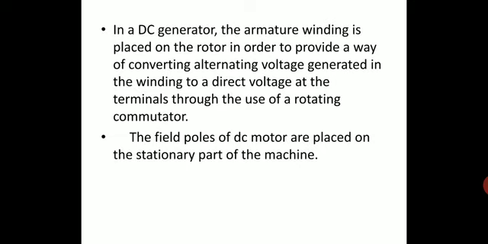In a DC generator, the armature winding is placed on the rotor in order to provide a way of converting the alternating voltage generated in the winding to a direct voltage at the terminals through the use of a rotating commutator. You know that the EMF induced in the armature of a DC generator is alternating. To convert it into DC, a commutator is used.